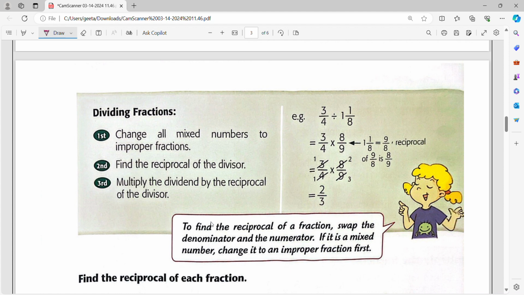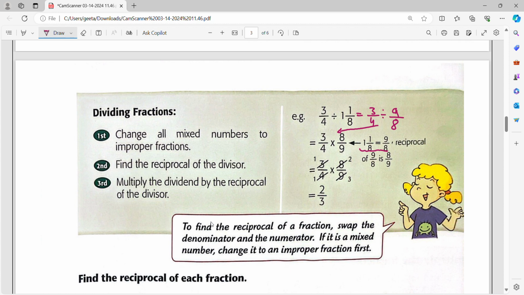divided by 1 whole 1 by 8. Yeah, 1 over 8. Okay. First of all, I have to convert this into an improper fraction. Here they have solved it. 1 whole 1 by 8 is 9 by 8, right? So this is 3 by 4 divided by 9 by 8. I hope that's clear to you. Now, if you have to convert this divide into multiplication, then it would be the reciprocal of 9 by 8, which is 8 by 9. I hope I'm clear here.